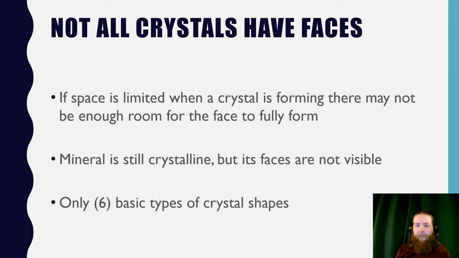Not all crystals have faces. If there's not enough space when the crystal is forming, there's not enough room for that face to fully form. This mineral will still be crystalline, however, but its faces are not visible. They're microscopic crystals. There's 6 basic types of crystal shapes, and then off of that, most crystals have a little bit of a unique angle on them, or they have several different crystal shapes inside of one mineral. Makes them a little bit different from each other.